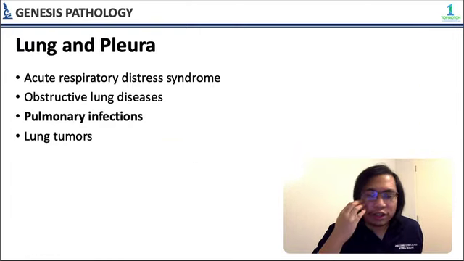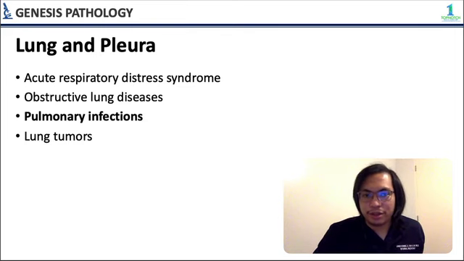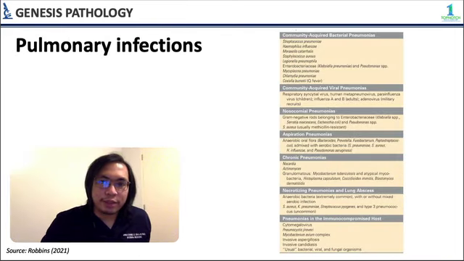Okay, speaking of infections, we have pulmonary infections. Ang pinakamahalaga dito would still be your pneumonia and your TB. Okay? So, the most common cause or etiology of your community-acquired pneumonia would still be Streptococcus pneumoniae. Paano pag sa AIDS patient? What's the most common cause of your community-acquired pneumonia? It's still Streptococcus pneumoniae. Okay?